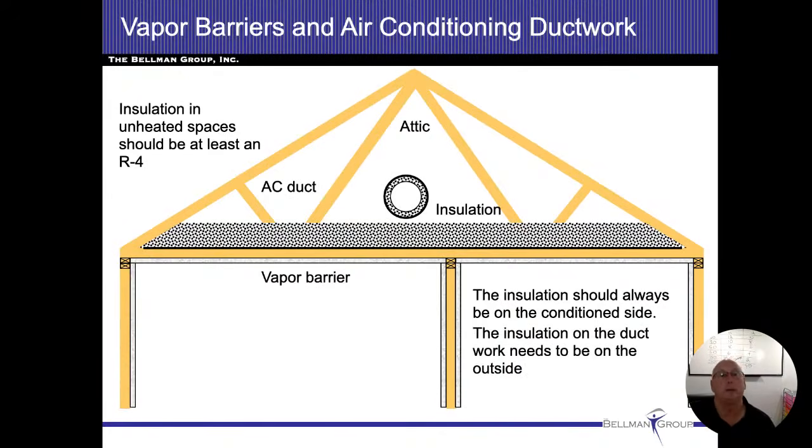Vapor barriers, air conditioning ductwork. This is a test question. If it's running through an unconditioned area, and we're talking about ductwork running through an unconditioned area, then it does have to be insulated, and it does have to be insulated at a minimum of an R4. That would be a good number to remember.